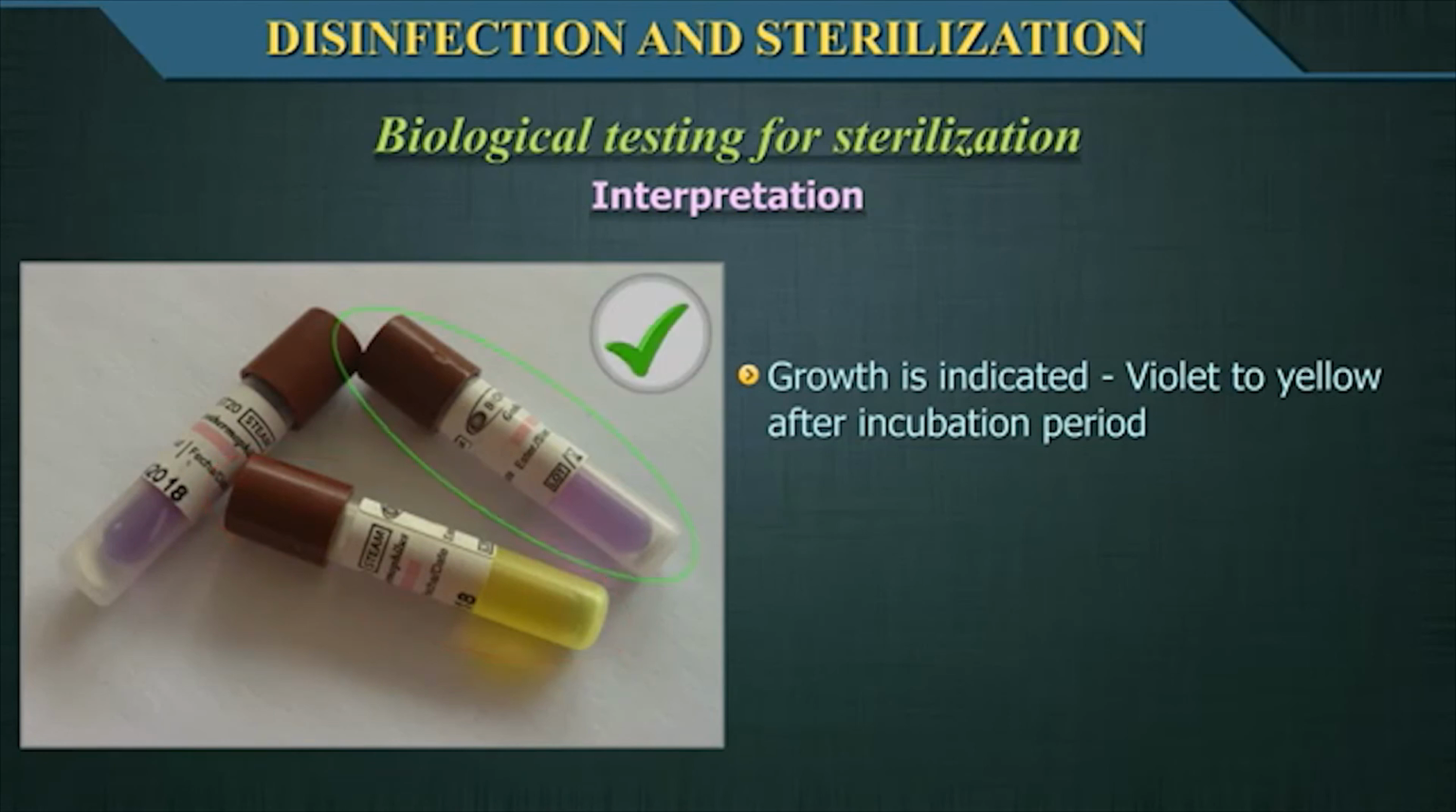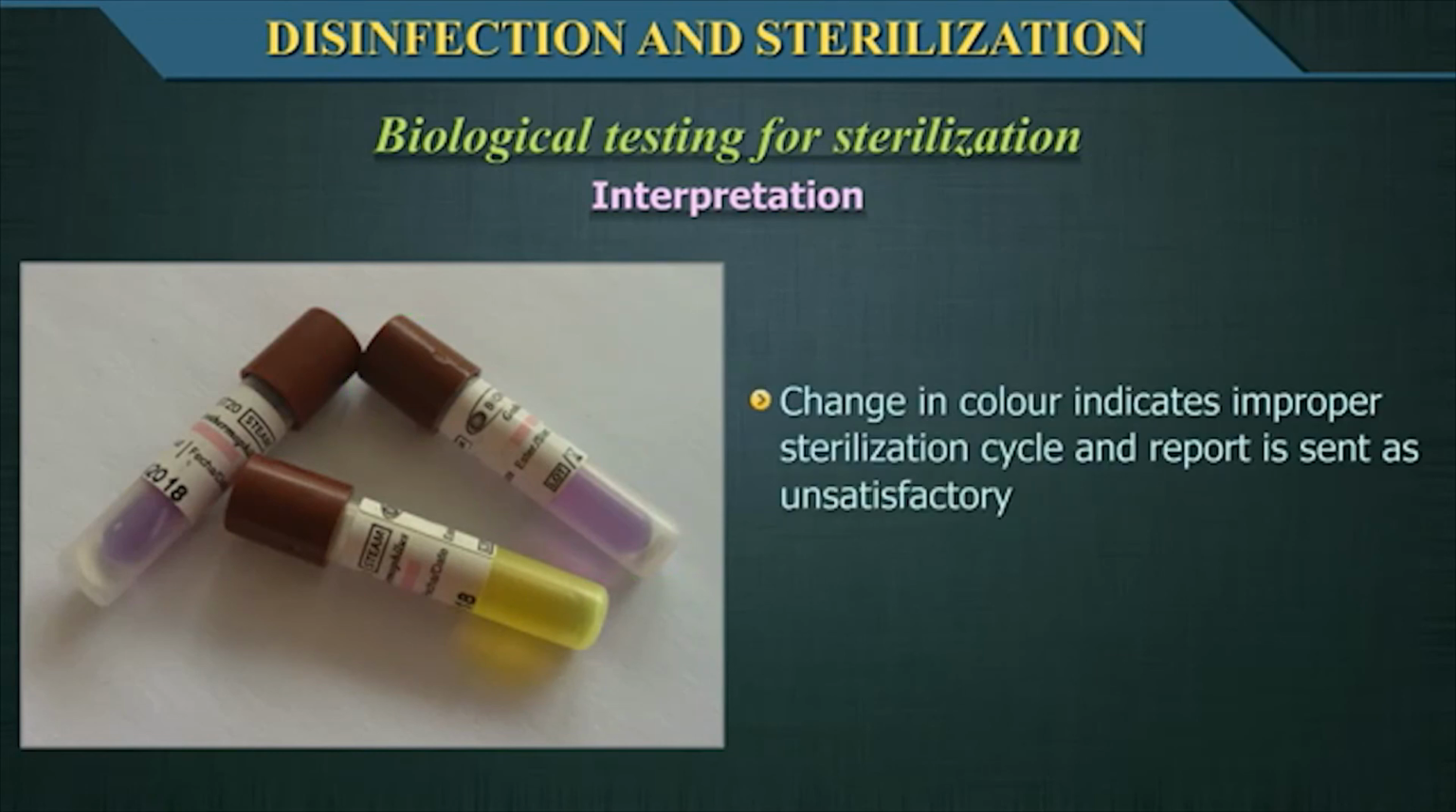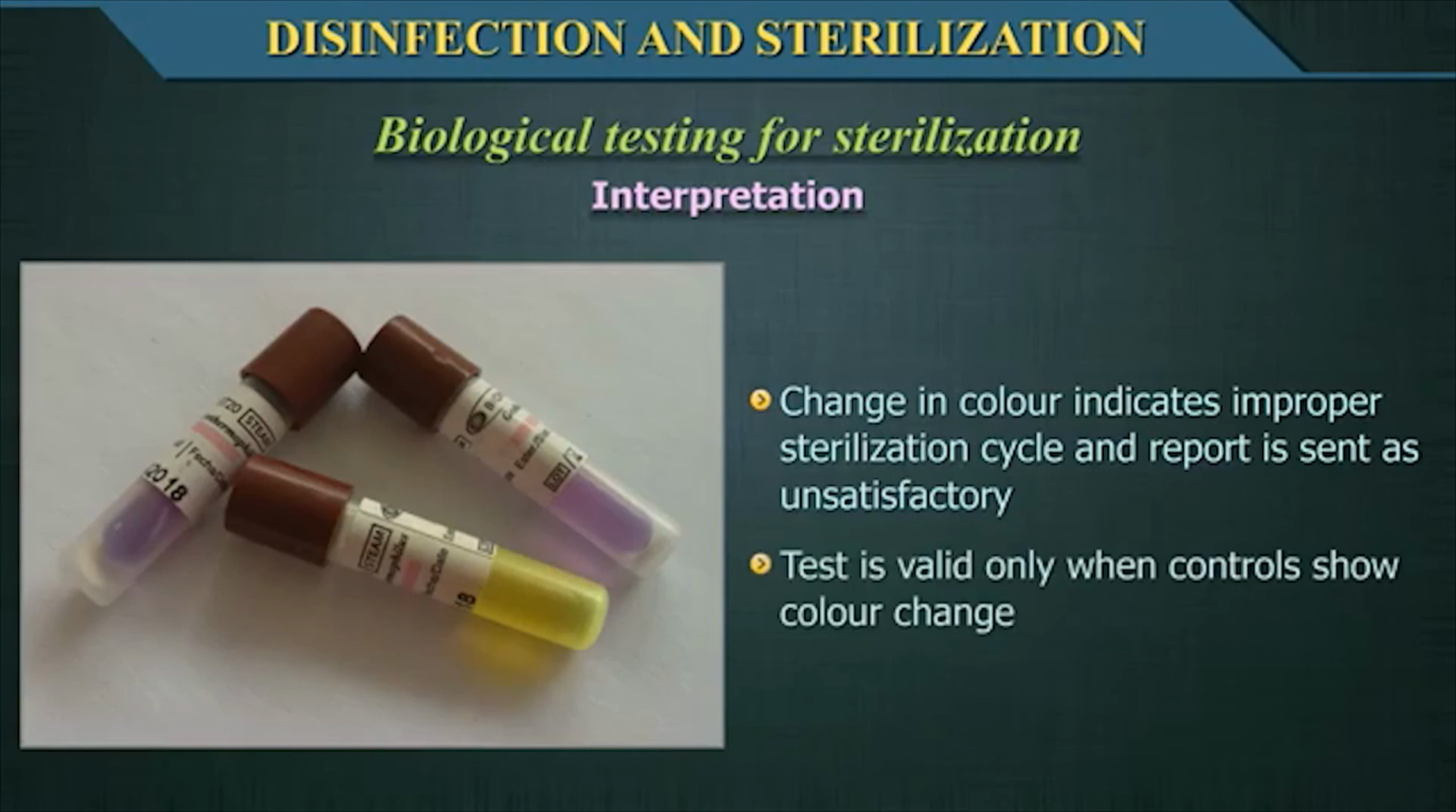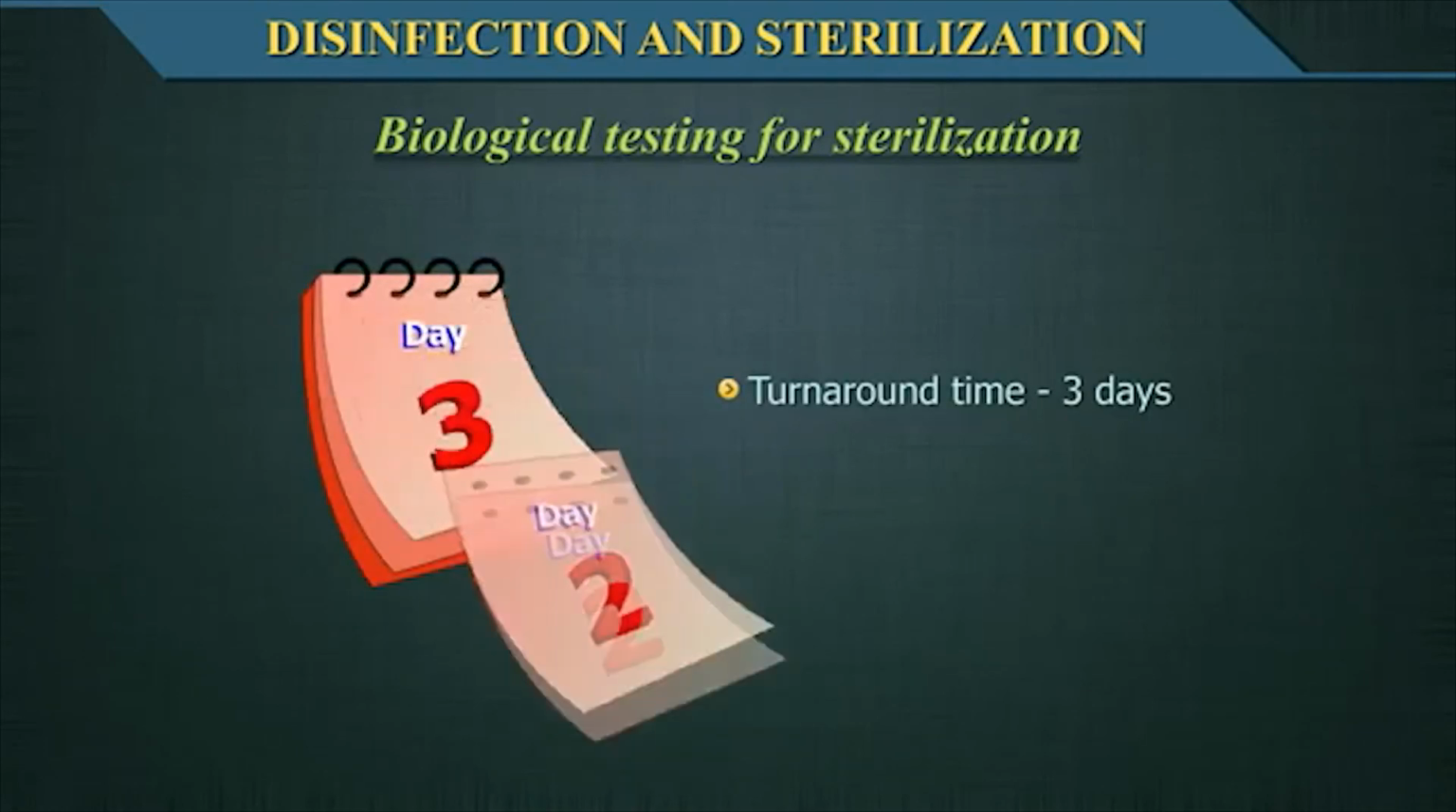No color change indicates the sterilization process by autoclave is complete and the report is sent as satisfactory, while change in color indicates improper sterilization cycle and the report is sent as unsatisfactory. The test is valid only when controls show color change. Turnaround time is 3 days.